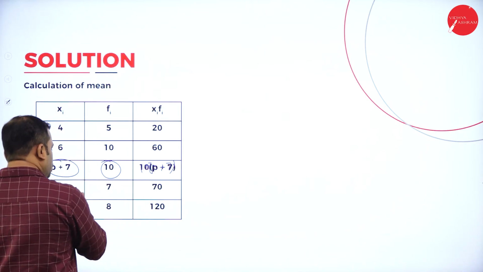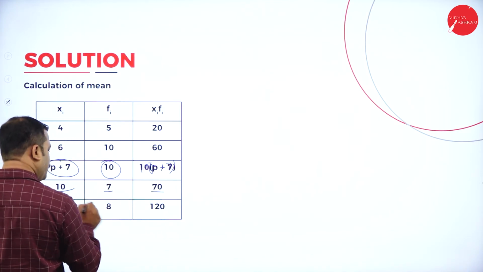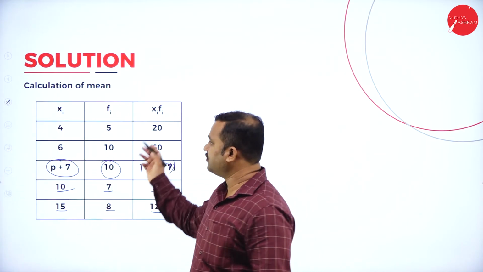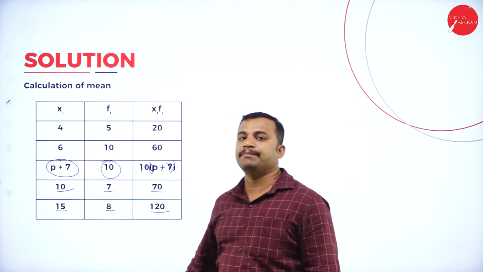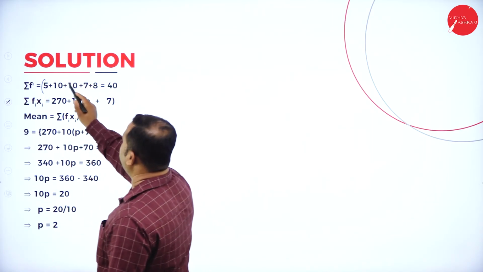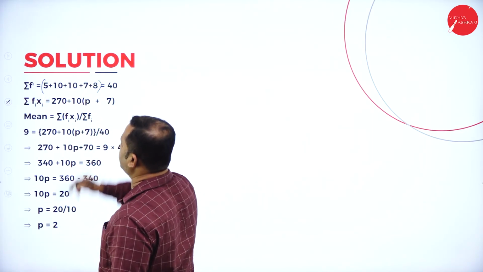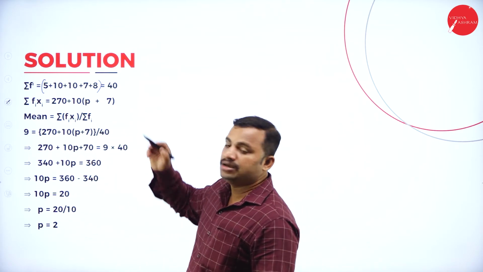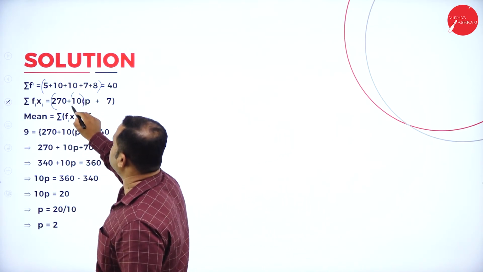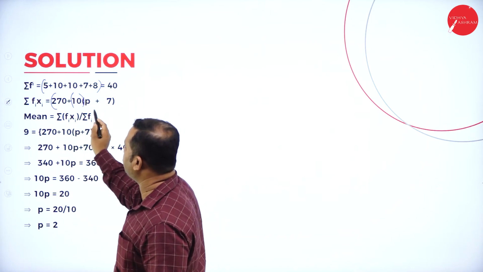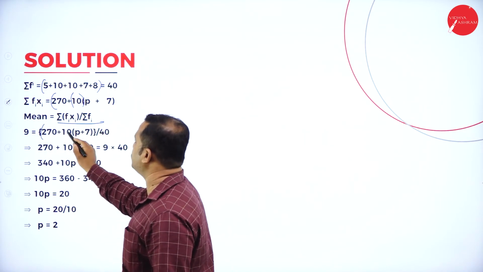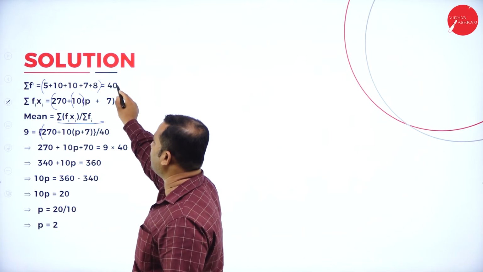Then we have 10, 7, 70, 15, 8, 120. 15 into 8, we have 120. So this is the frequency table which helps us to find out the mean of the data items. If you look at it, you will clearly understand that the frequency of the data items 5 plus 10 plus 10 plus 7 plus 8 is equal to 40. If I consider the numerator terms, that is frequency into the data items, that gives me 270 plus 10 into P plus 7. Then what is the mean of this? If I employ the formula, you will get 270 plus 10 into P plus 7 divided by 40. We have the value here.